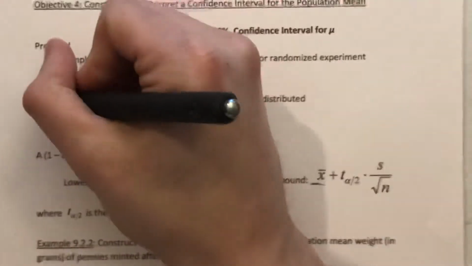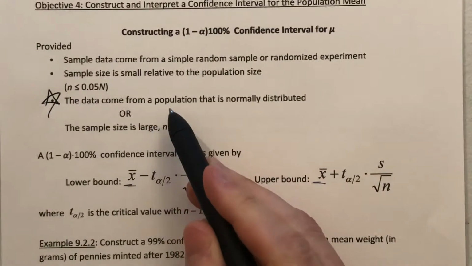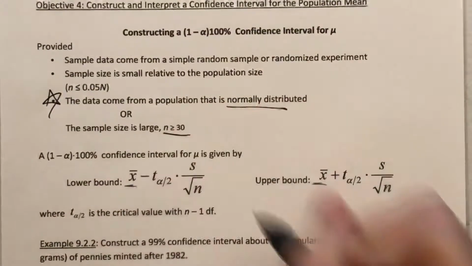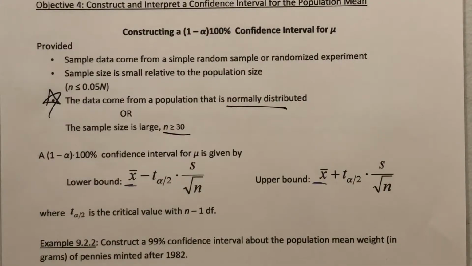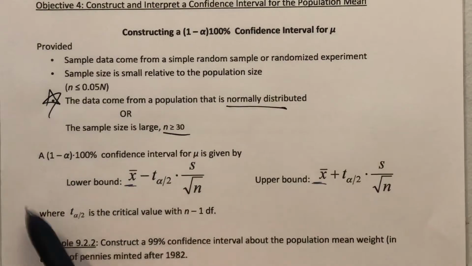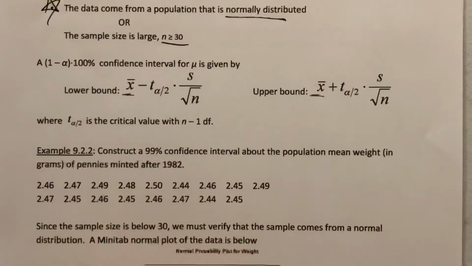But we get to this one, and this is kind of, if you want to call it, the important one. We need to know that either the population is normally distributed, or we have to have a sample of at least 30. One or the other, right? One of those two things has to happen for us to even be allowed to use a t-distribution to create these confidence intervals. But from there, if you look at the formulas, it's very similar to the proportion one.